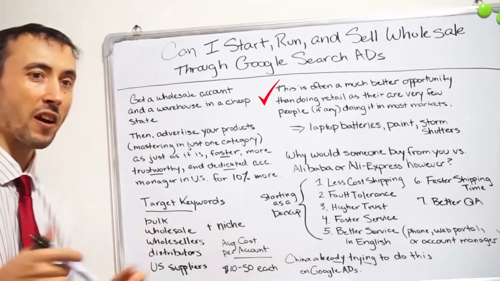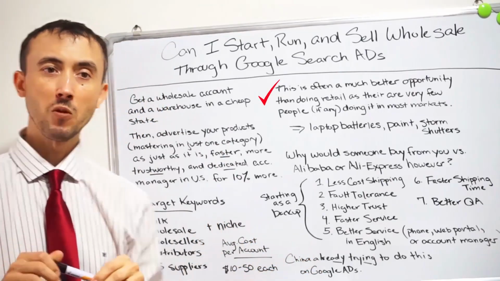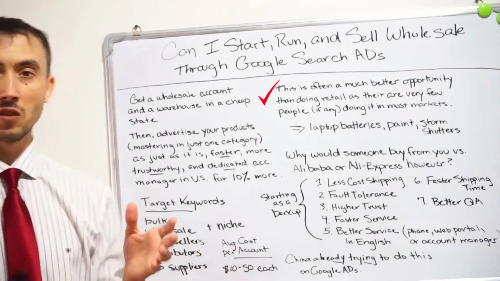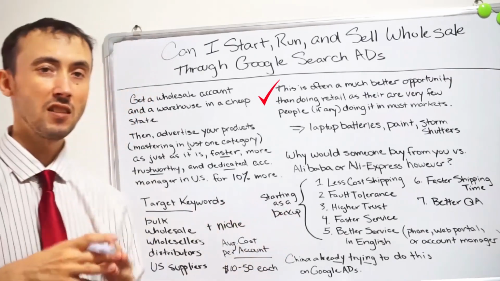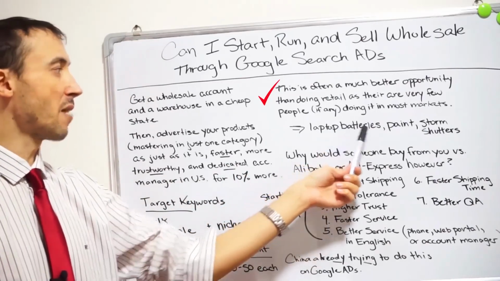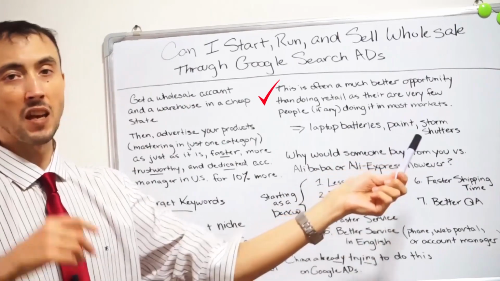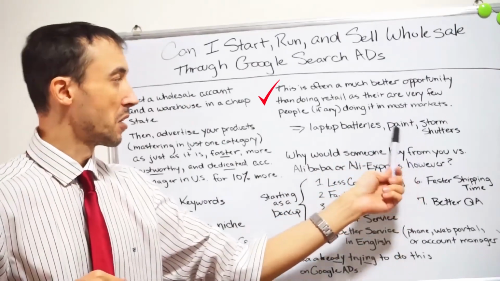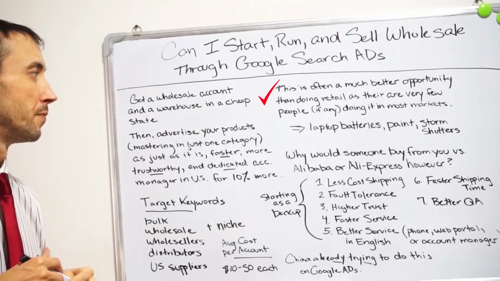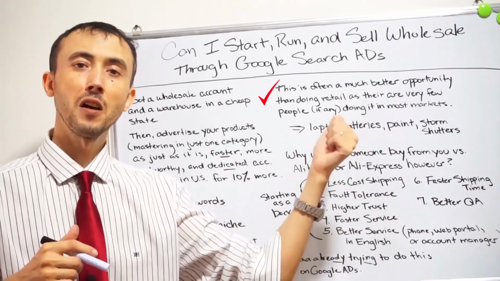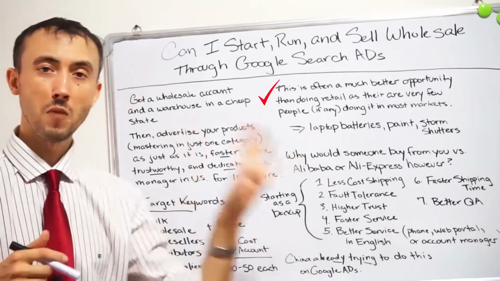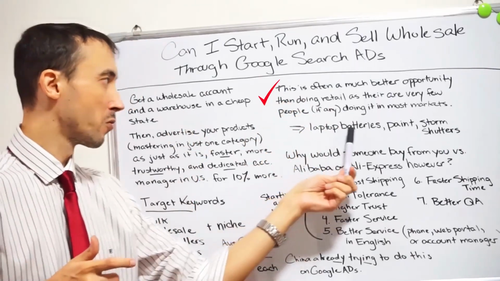You get yourself a warehouse in a cheap state where warehouse space is extremely inexpensive, so that doesn't even have to be a cost, and you go to town with it. So like I said, I've seen this done in laptop batteries, a certain specialized paint. I can't tell you the paint because I'd give away the market. Storm shutters.